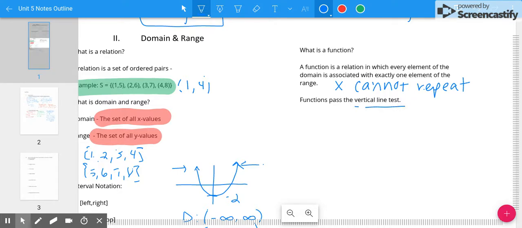So if we're looking at a sketch, so a parabola, good to go. Vertically, let's change colors here. If I draw vertical lines going through here, it's not going to touch the graph more than once. So this is, yes, a function.